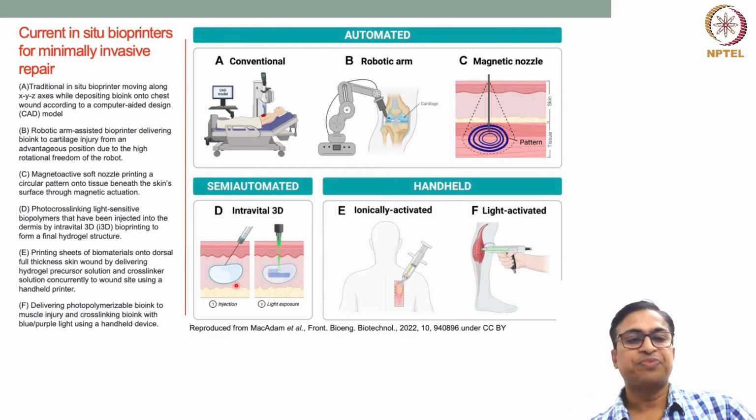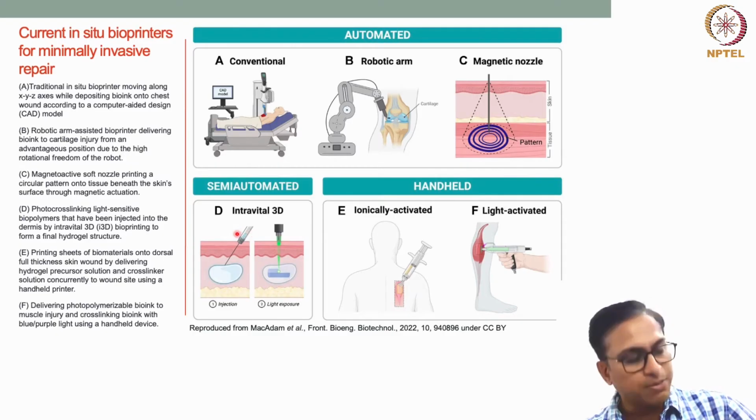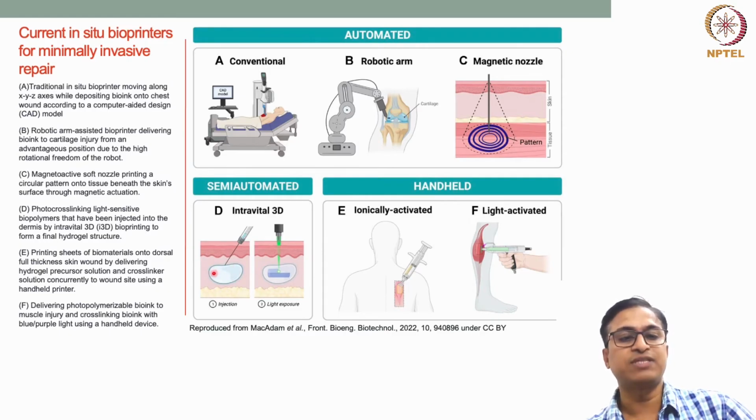Other than this, semi-automated bioprinting techniques can also be employed. Photo cross-linking, light-assisted or light-sensitive biopolymers can be injected into the dermis by intravital 3D bioprinting, and then a light can be passed to this defect for bioprinting of these structures.